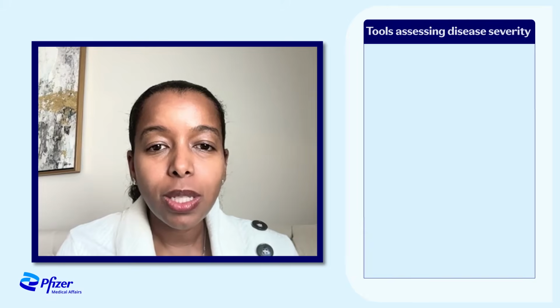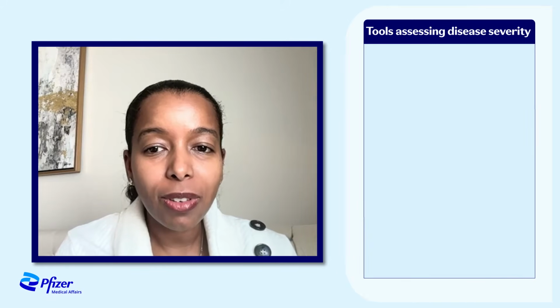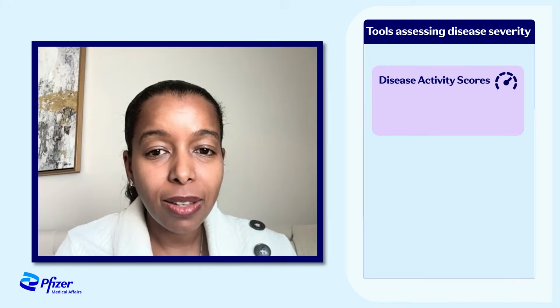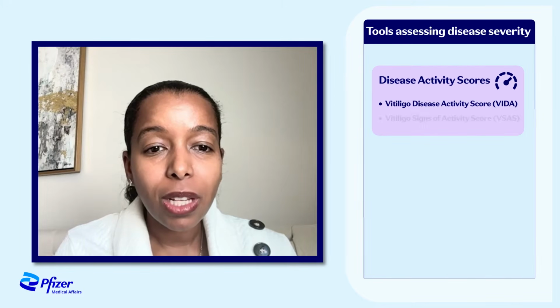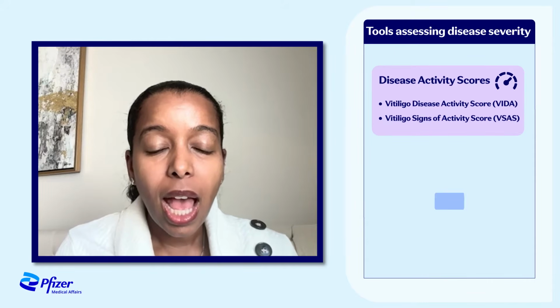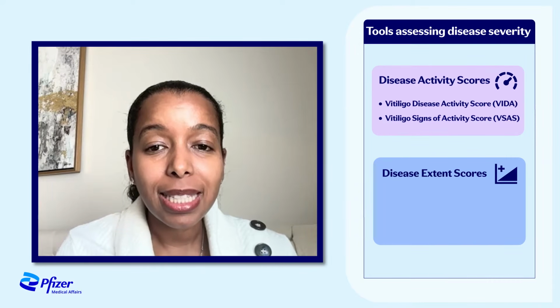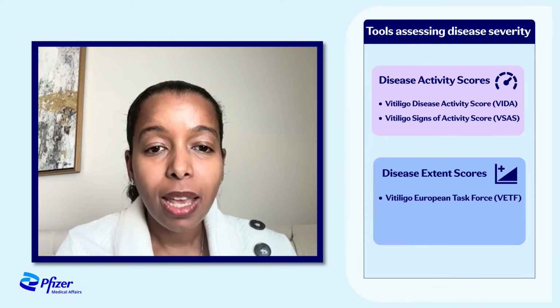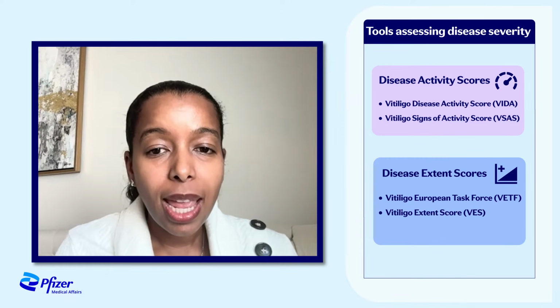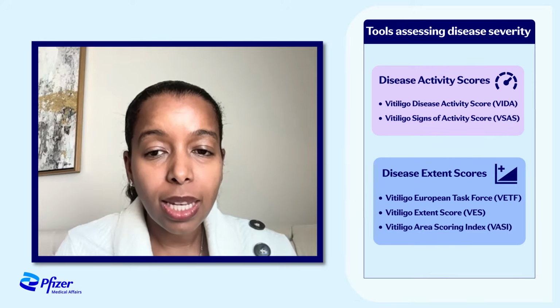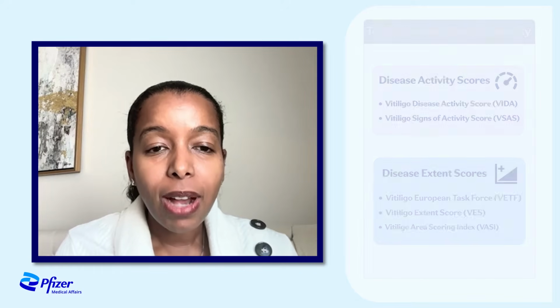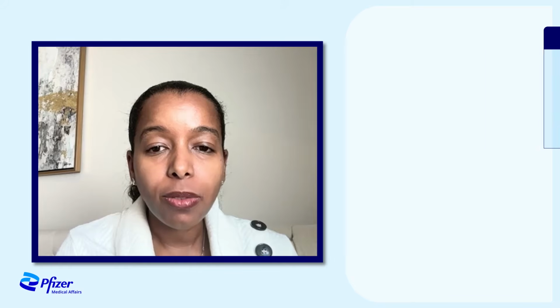There are various tools available to assess disease severity in vitiligo, including but not limited to measures of disease activity, like the Vitiligo Disease Activity Score and Vitiligo Signs of Activity Score, as well as measures of disease extent, such as the Vitiligo European Task Force Assessment, the Vitiligo Extent Score, and the Vitiligo Area Scoring Index, or VASI. VASI is a clinician-reported quantitative tool.